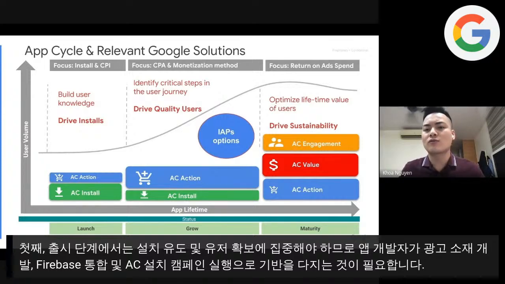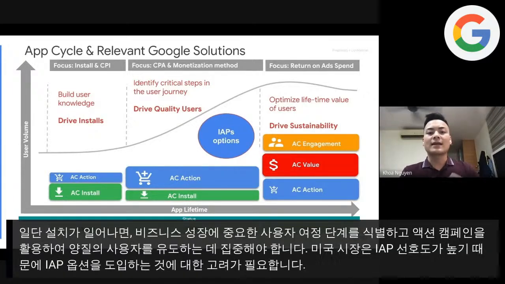And so it's natural for the app developers to set up the foundation clearly with building creatives, integrating Firebase, and running AC install campaigns. We'll be talking about this a bit deeper in later slides. Once you've got the ball rolling, it's time to grow the business and focus on driving quality users through identifying critical user journey steps and utilizing action campaigns.